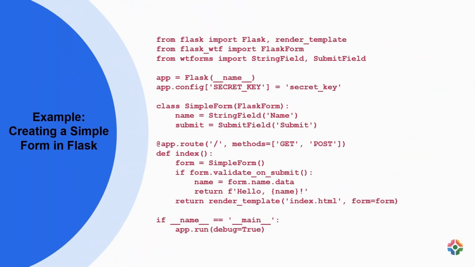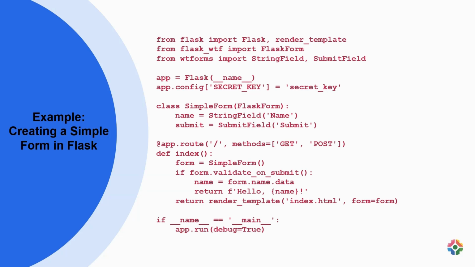To provide a brief industrial training level explanation of the depicted Python code: this code utilizes the Flask web framework to create a simple web application. A form named SimpleForm is defined, containing two fields, name, a StringField, and a SubmitField. Upon submitting the form on the / route, the index function is triggered. The function first instantiates the form.